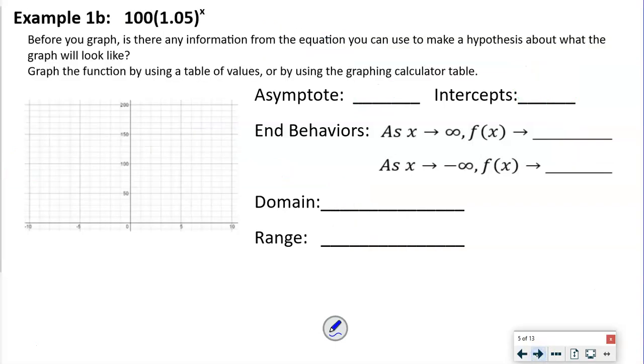All right, so this next one, first of all, question, is it growth or decay? Because it says before you graph, is there information from the equation that can help you make a hypothesis about what the graph looks like? So that right there tells us it's growth, doesn't it? Okay, so then it says we're going to graph the function again. So I'm going to again go back to Desmos, so hold on.